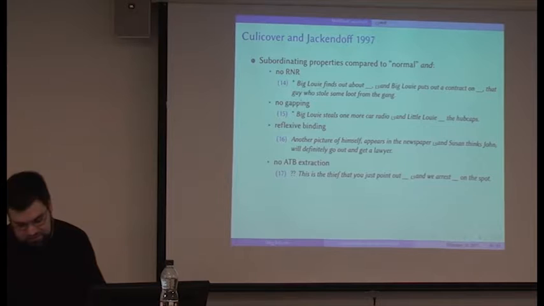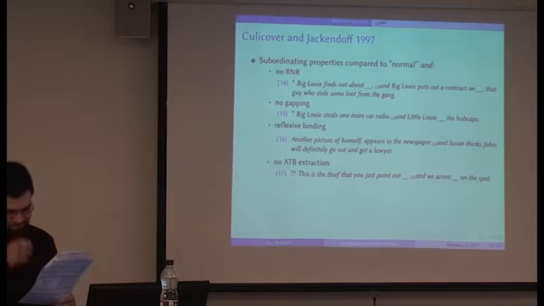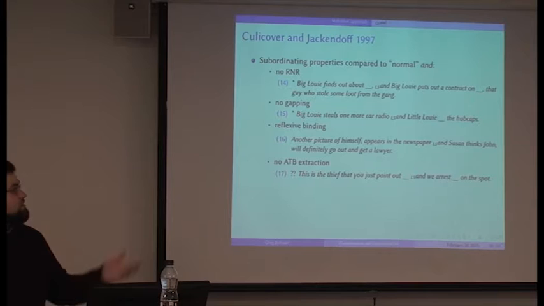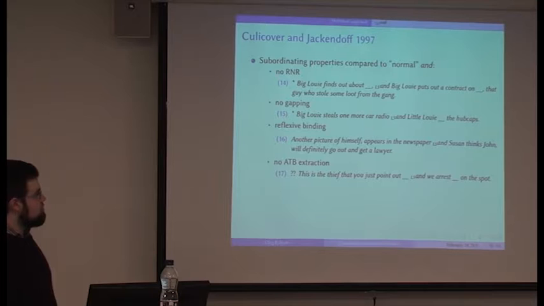So you cannot say, "This is the thief who you just point out and we arrest on the spot," in the sense that if you point him out, we arrest him on the spot. So from these tests, we can be led to believe that left subordinating "and" is simply a subordinating conjunction, which just happens to be homonymous with a corresponding coordinating conjunction.